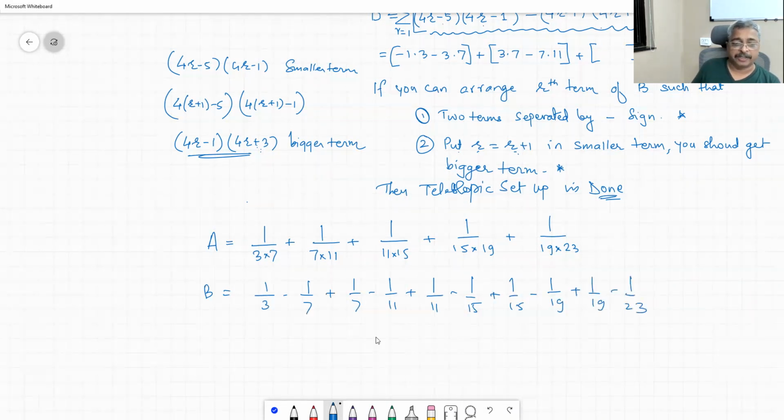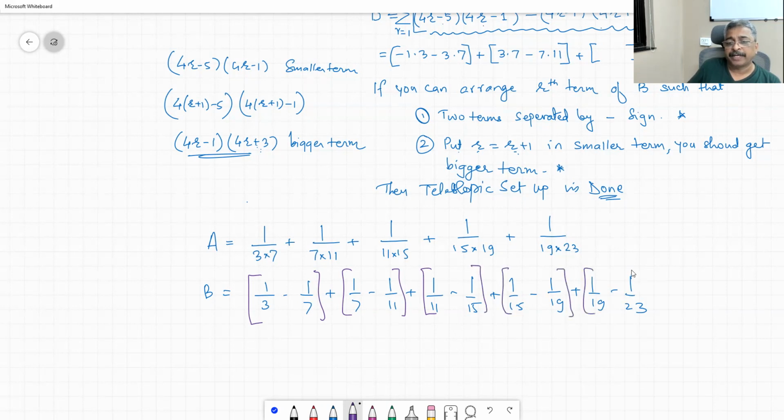Suppose if we write it like this, there are 5 terms, I made them look like 10 terms. Let me bracket them now. These two, these two, these two, these two. And how many brackets? 5 brackets. Are these brackets good? If we don't have those brackets, then only first minus last term.